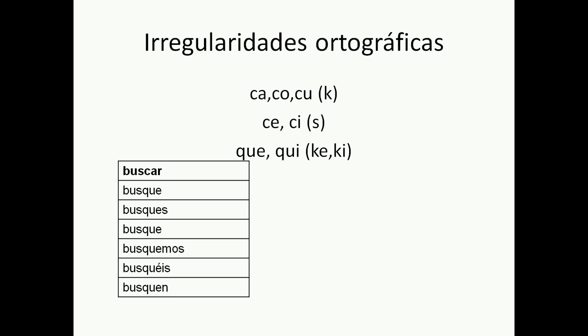That is why in the present subjunctive, the verbs that end in -car have to be conjugated with QUE in the ending. Since if we wrote SE, it would sound buse instead of busque. Busque, busques, busque, busquemos, busquéis, busquen.